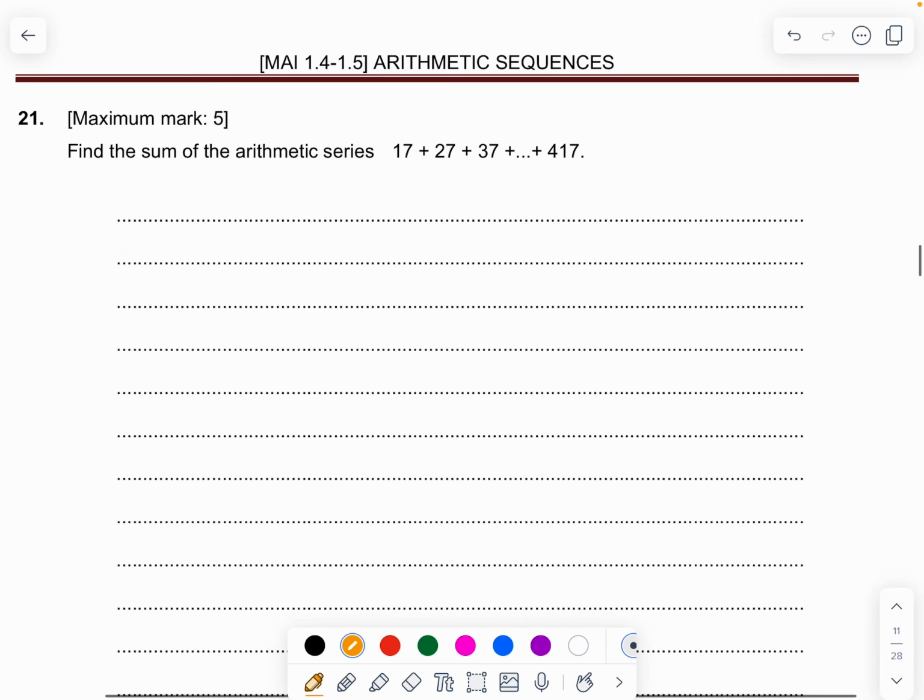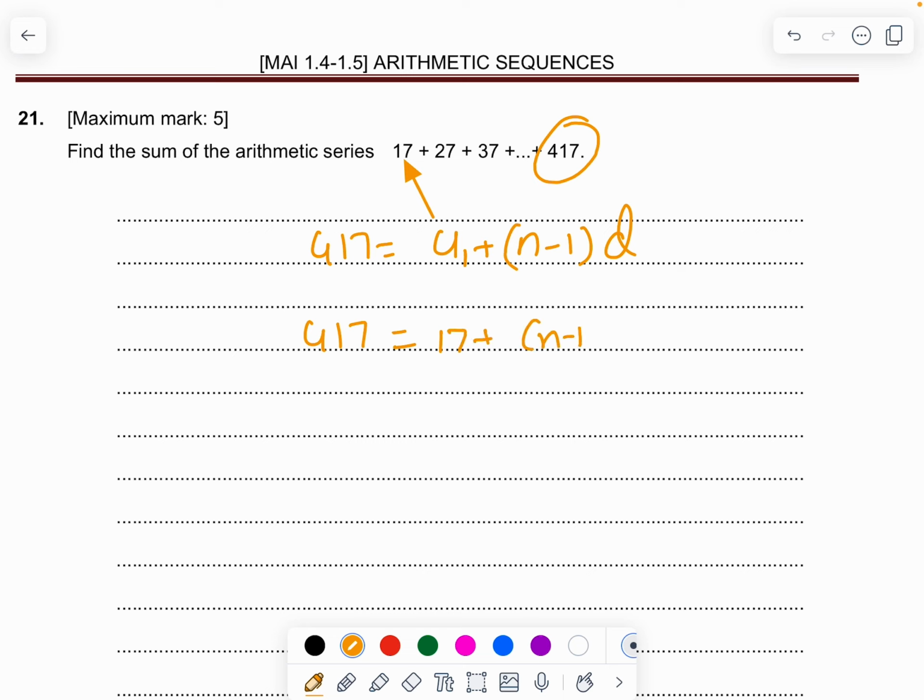Question number 21. Find the sum of the arithmetic series. So we need to know which term this 417 is. How many terms are there? We don't know, so we need to find the value of that. First term is 17 plus n minus 1 times d. You can see the common difference is 10. 417 minus 17 equals n minus 1 times 10.